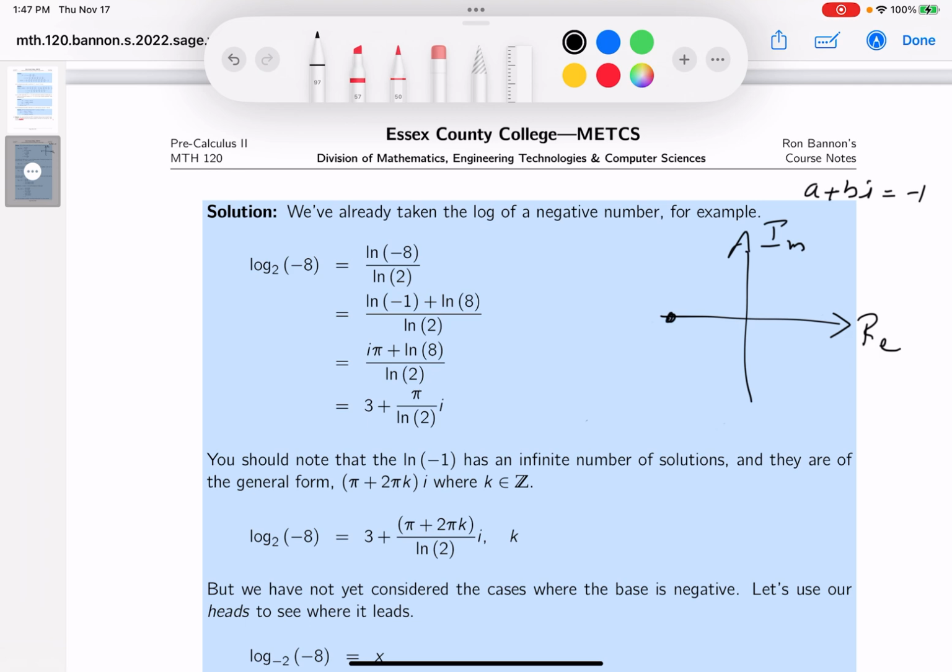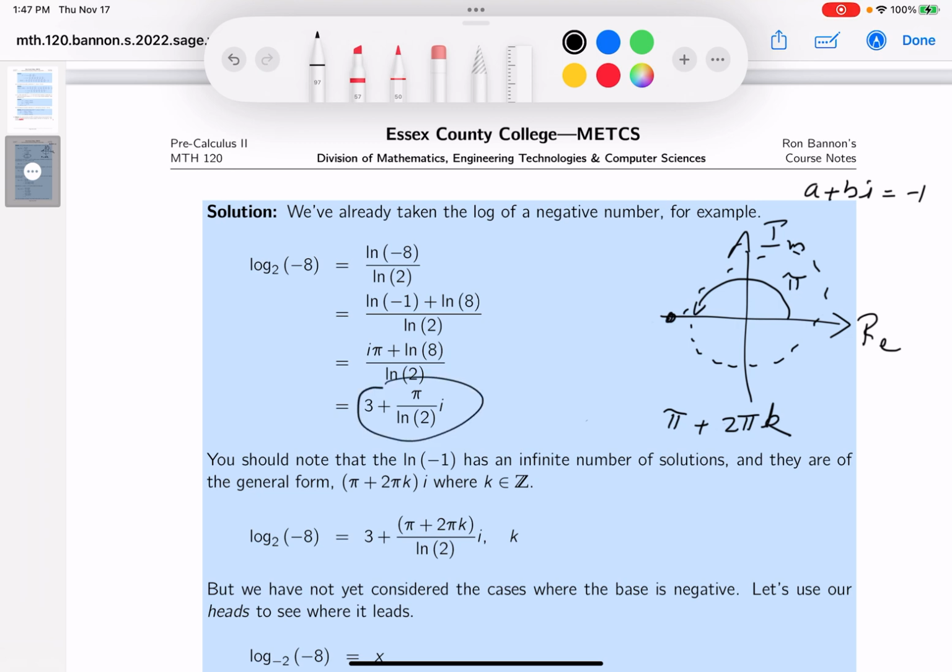So, the r is 1, and the argument is pi. But the problem is, this keeps going, and it hits itself periodically every 2 pi. So I'm going to say it's just not pi, it's pi plus 2 pi k. All right, so the truthful answer isn't just this single answer.